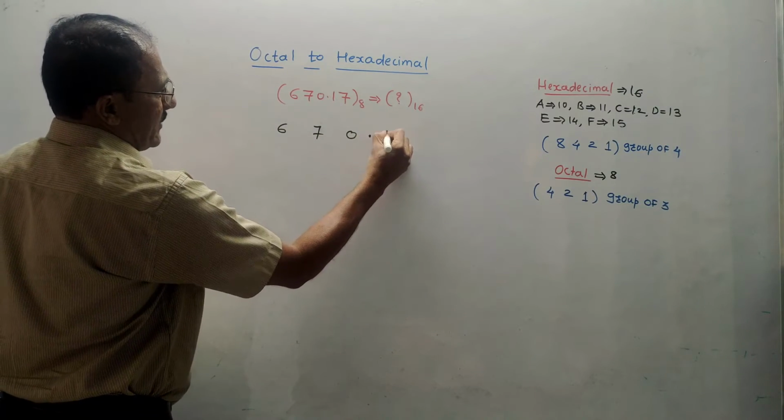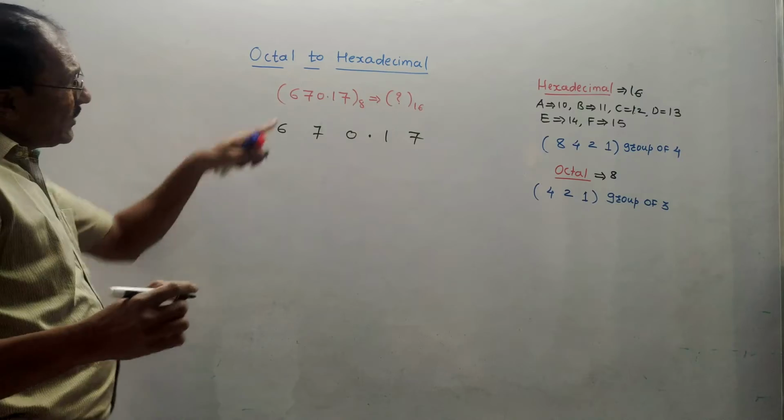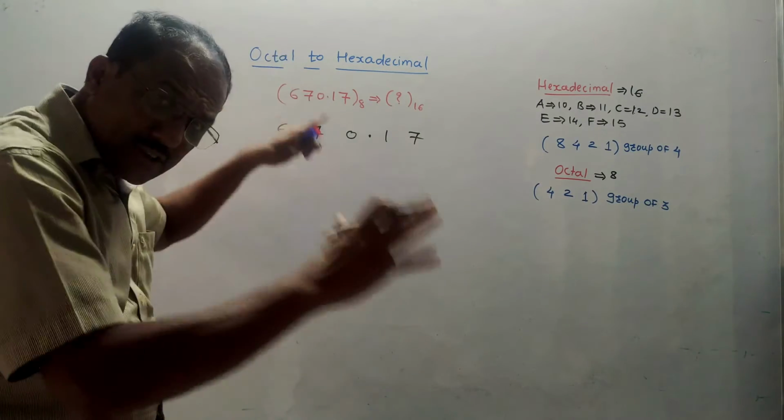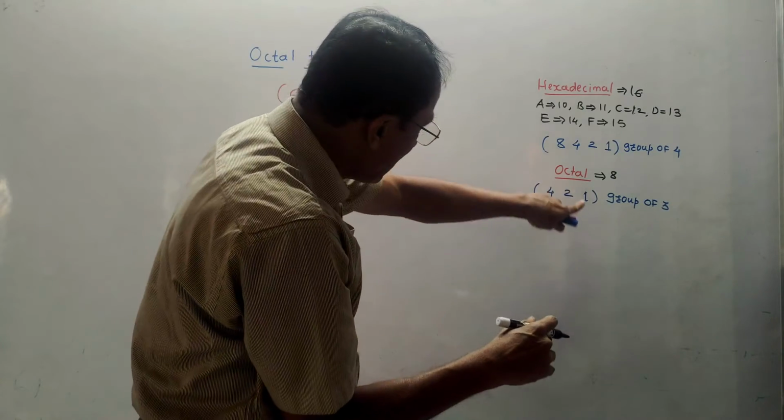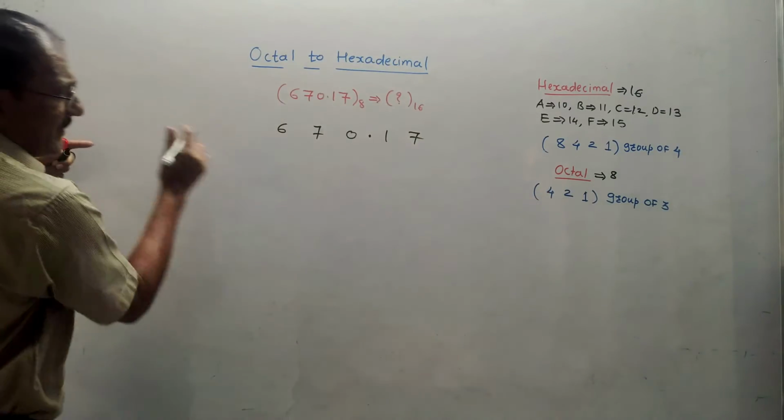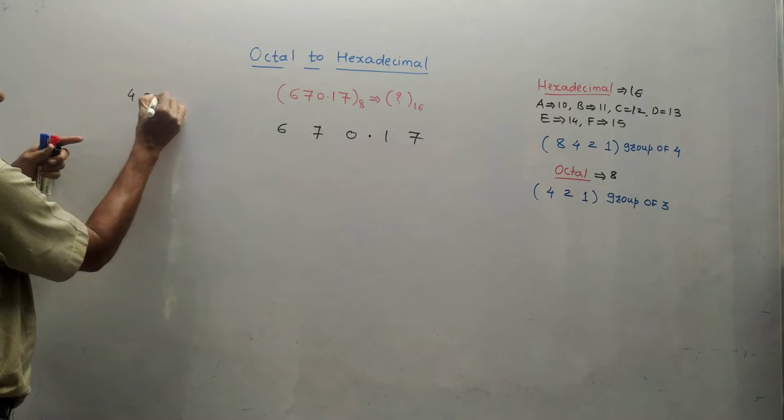This is the decimal point 17. Now, since it is an octal number, first I have to convert it into binary. A very simple trick I am telling you. For octal, the sequence is 4, 2, 1. Like the previous case, I will write the sequence over here: 4, 2, 1.